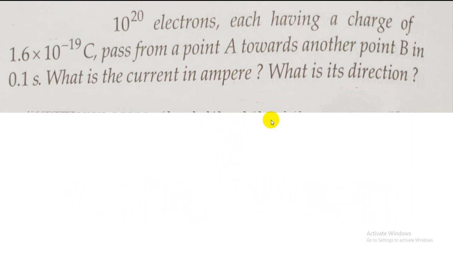Let us start with the first one. 10 raised to the power 20 electrons, each having a charge, pass from a point A towards another point B in 0.1 second. You have to find the current in ampere and you have to find the direction also.